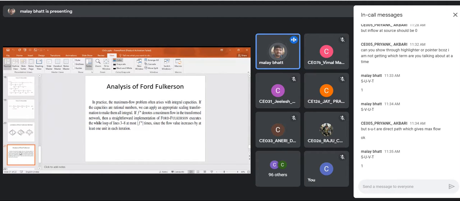If F star denotes a maximum flow in the transformed network, then a straightforward implementation of Ford-Fulkerson executes the while loop of lines 3 to 8 at most |F*| times, since the flow value increases by at least 1 unit in each iteration. That is what we have seen. Right? So this is our algorithm.